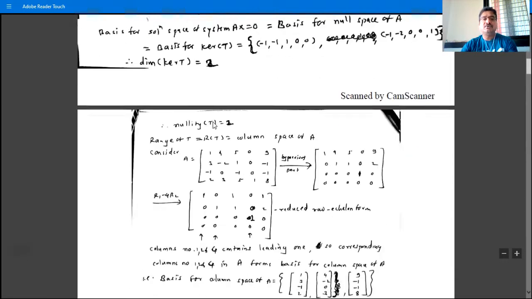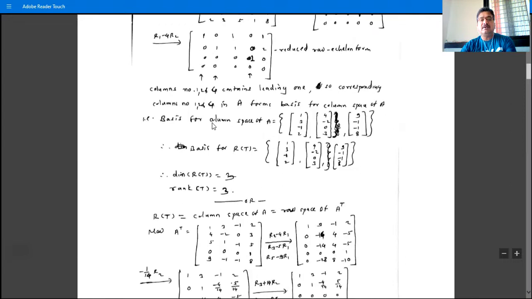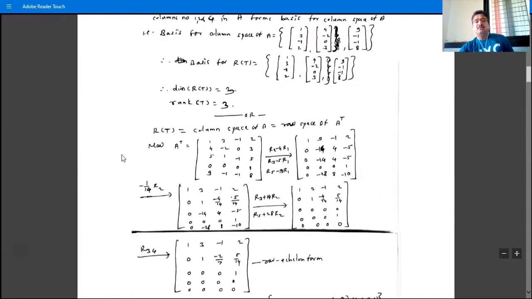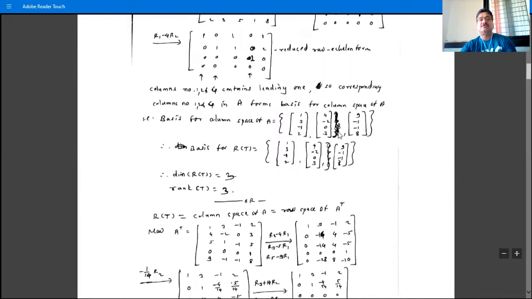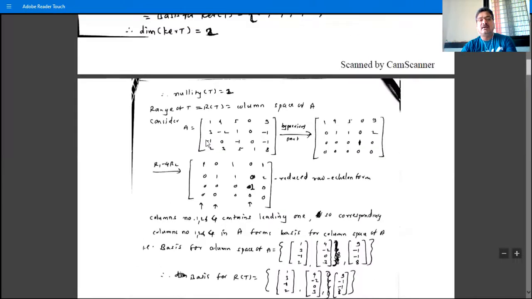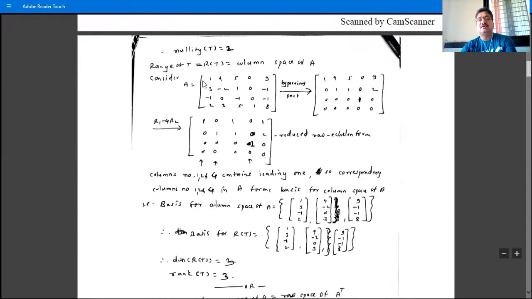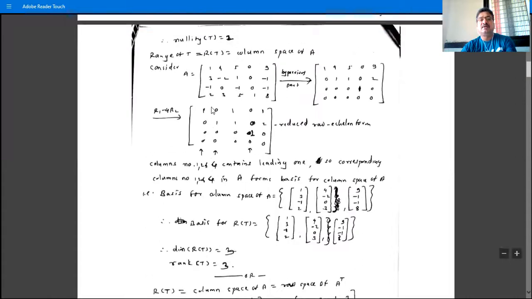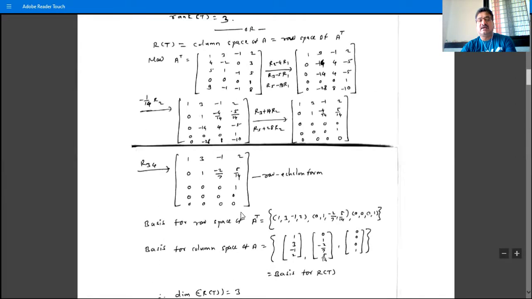Okay, so we can find the rank of T or the basis for R(T) in a different way. R(T) is what? The column space of A, which is equal to the row space of A transpose. That is, the row space of A transpose is equal to the column space of A. So how can we write A transpose? We obtain A transpose by writing the first row as the first column. That is, interchange the rows and columns. Then write the second row as the second column.